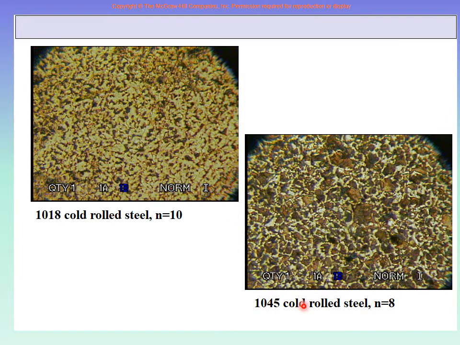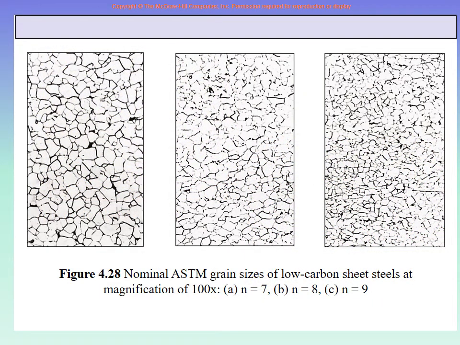This is 1045 cold rolled steel. It has an ASTM grain size number of 8. So the grains are fine but slightly bigger than this. Very fine is very small and this is slightly bigger. Similarly, here we are showing you ASTM grain size numbers for low carbon steel, which is the normal steel, at a magnification of 100. This is grain size 7. This is grain size 8. This is grain size 9. So you see, as the grain size number increases, we go from slightly larger grains, to smaller grains, to finer grains, and so forth. Of course, at our level, this is more than enough.